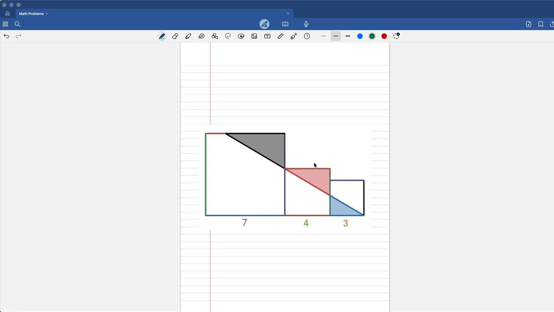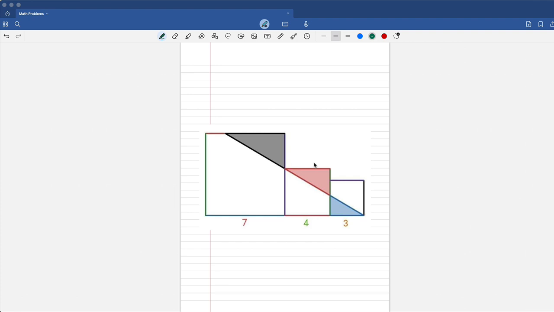Hey there, welcome to another session on math problem solving, and here's today's problem. You have three squares of different lengths, 3, 4, and 7, stacked right next to each other. You have a line that cuts through all three squares, forming three different triangles. Blue is the smallest triangle, red is the next one, and gray is the last. Please do observe that the gray triangle doesn't cover the entire square, it's just part of it.